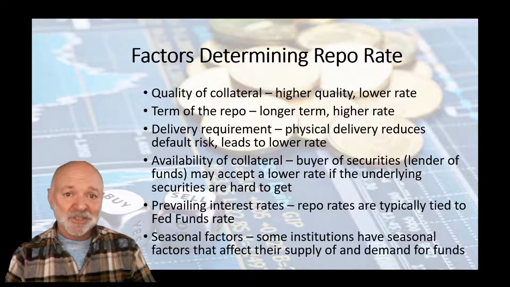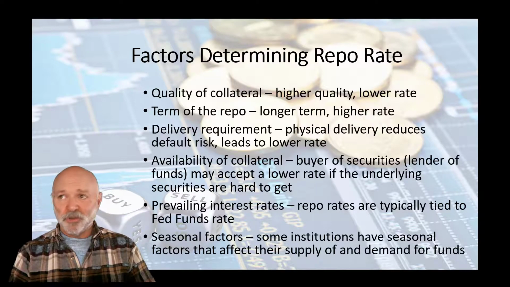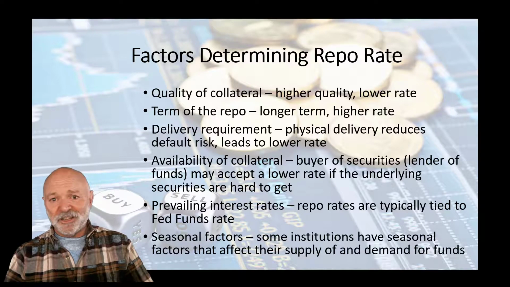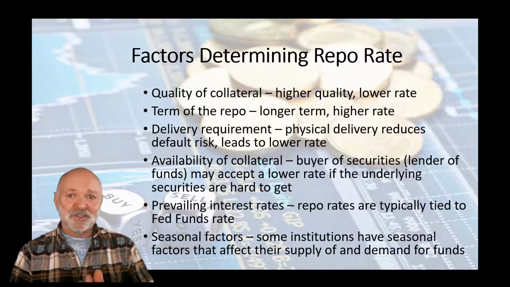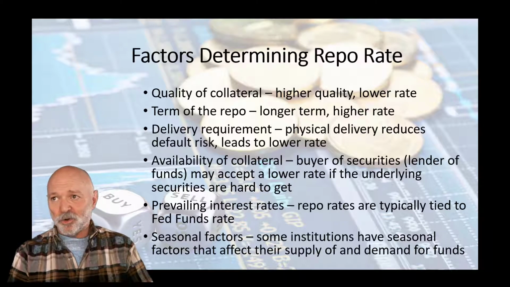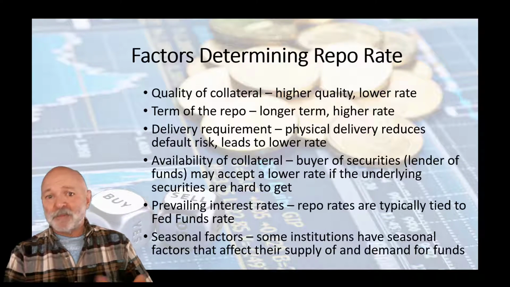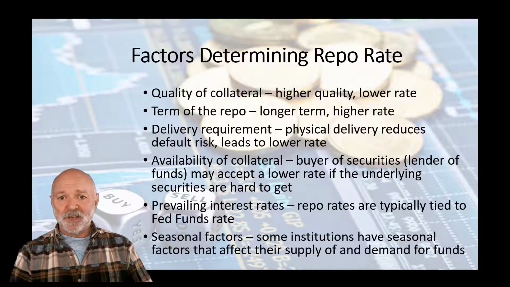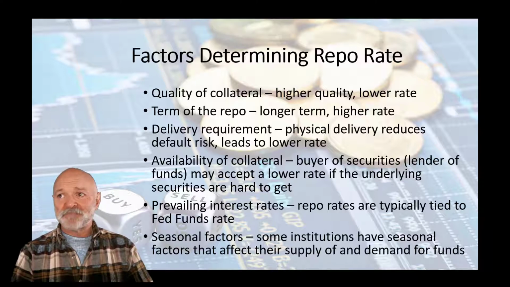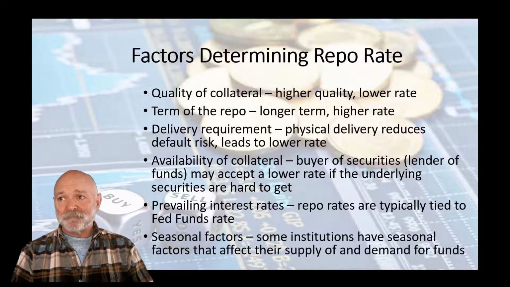Most repo agreements are very, very short term, usually overnight, but if they're longer, the duration is also going to be a factor. If they're physically delivered, that's going to reduce the chance of default, and so that's going to provide you with a better collateral and a lower rate. The availability of the collateral. Bonds sometimes have to be reissued over a period of time, and if the government stops issuing bonds, then there's low availability of collateral. So you may get a lower rate if the underlying security is hard to get.